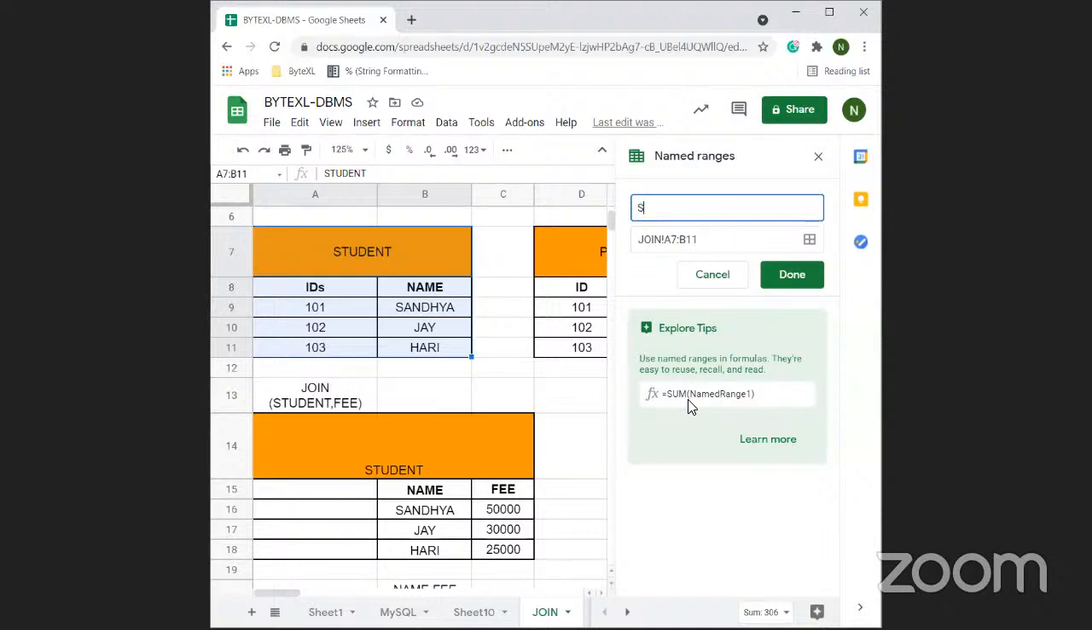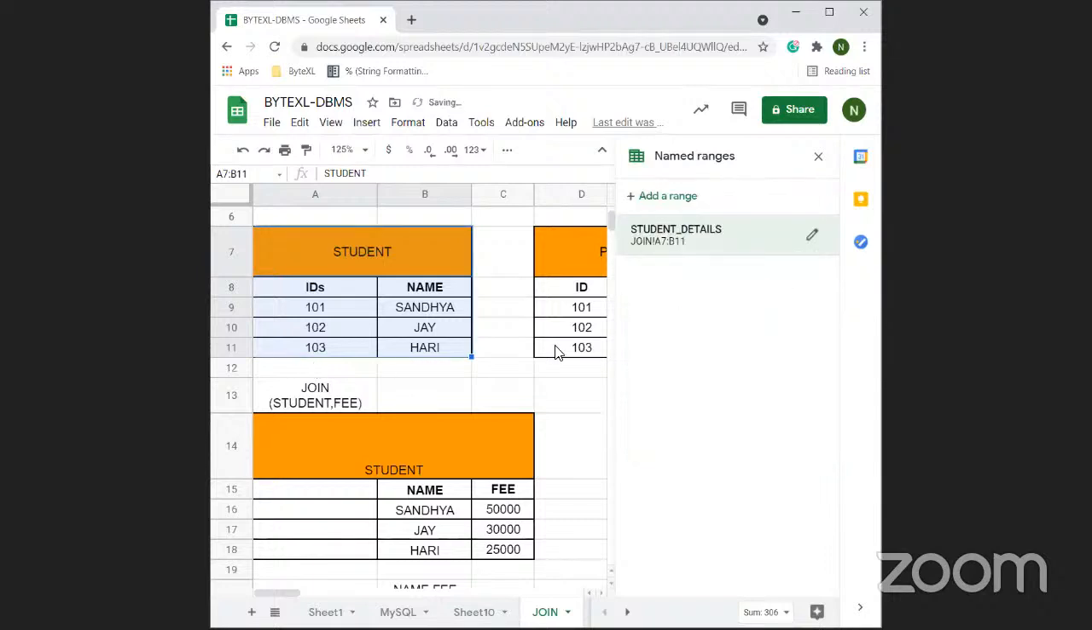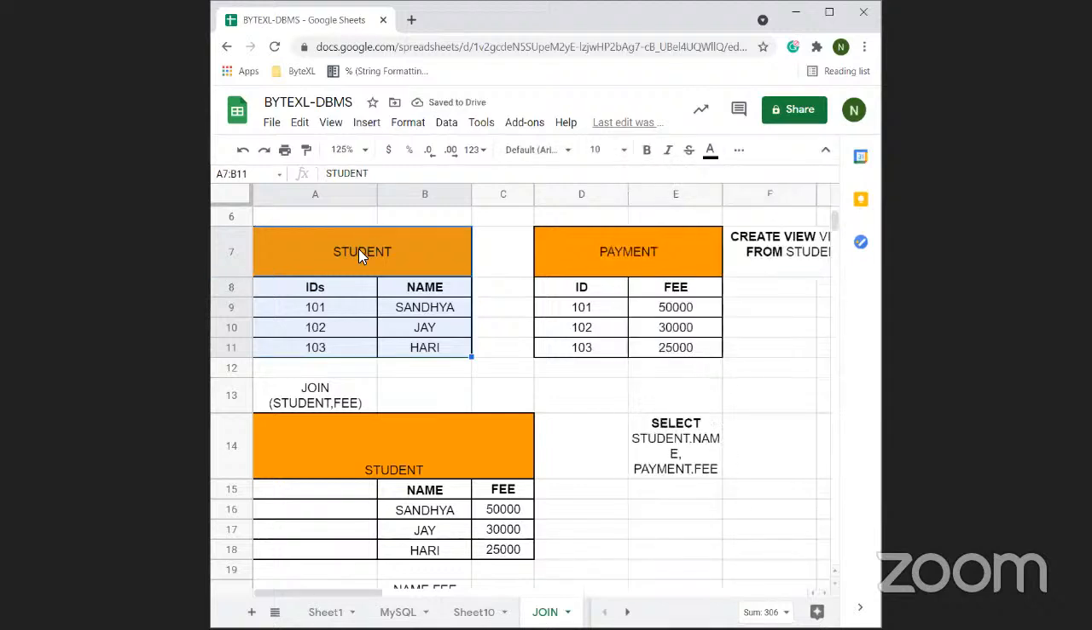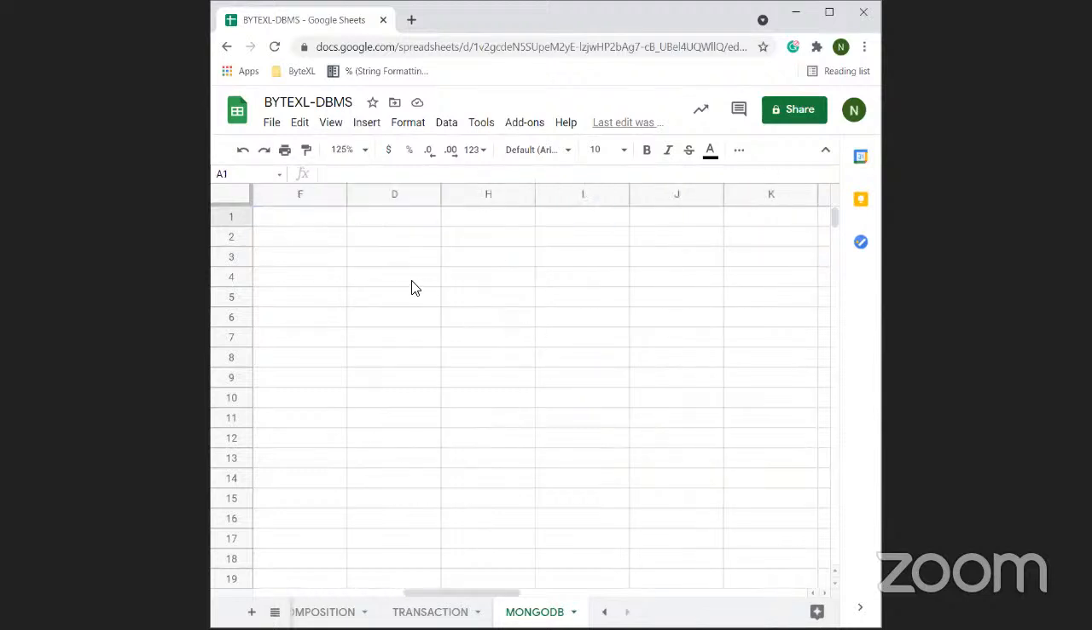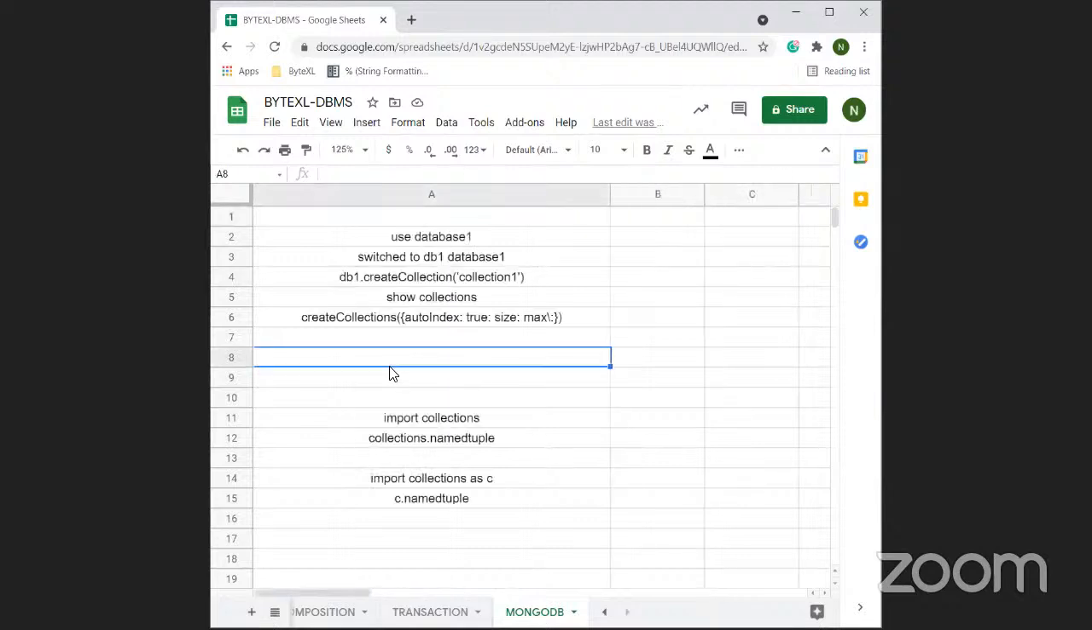I can give some name, student details, and done. Whenever I want to use this student details anywhere in my database, as we have seen, this is the database. Suppose in MongoDB, this is a separate sheet. Here, if I want to use that value, suppose student details, I want to create a program. When I press this on student details, the control should go there directly.